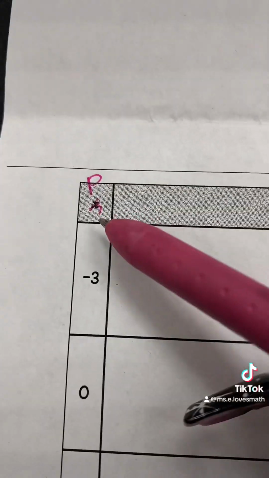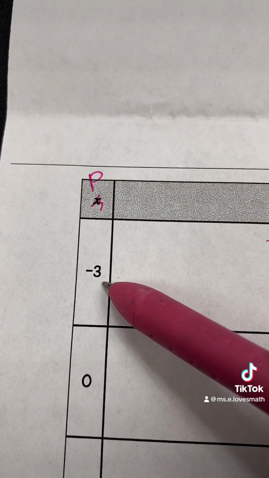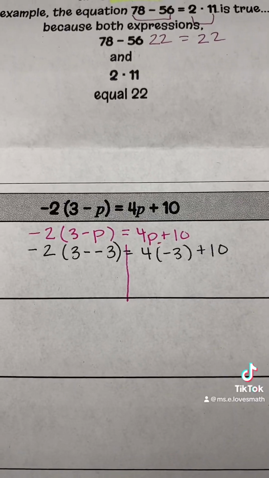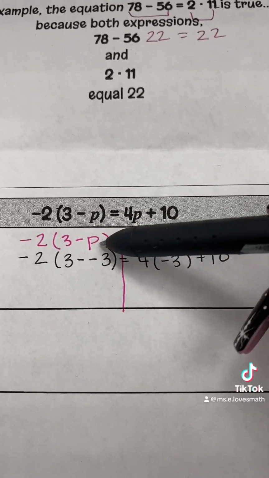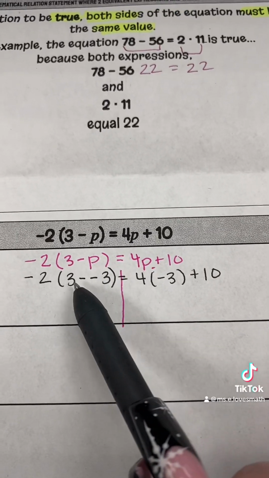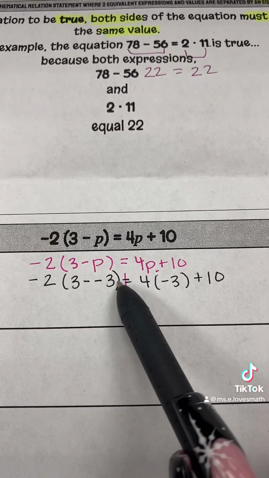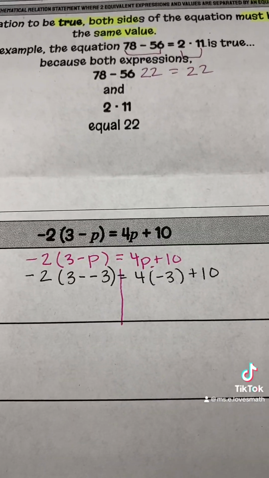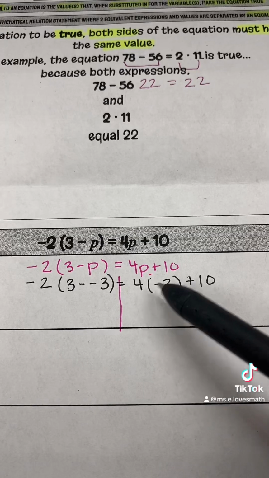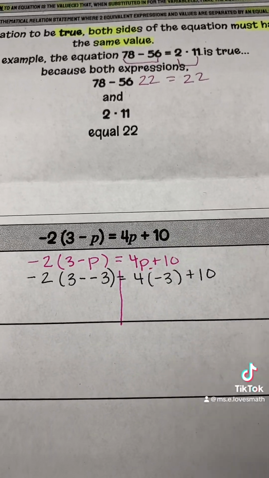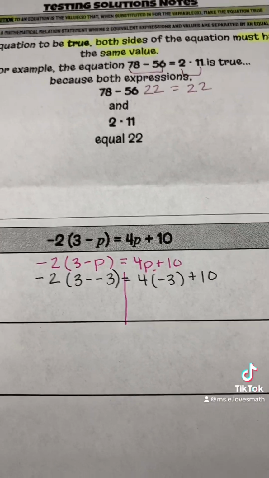The first value for p that we are going to test out is -3. In this step, I have replaced our value of p with -3. So we had 3 minus p. So here we have 3 minus -3. Over here we have 4p, which means multiply. So we have 4 times -3. Now we need to use order of operations to evaluate each side of our equation.